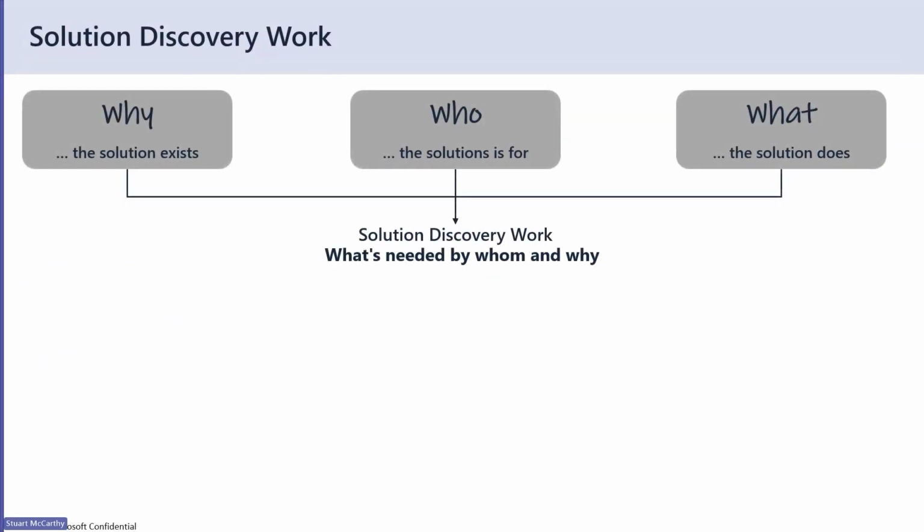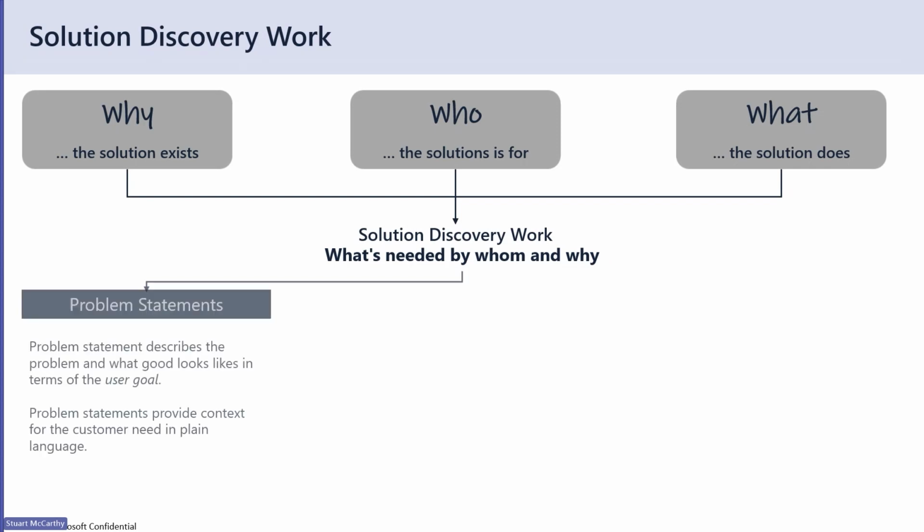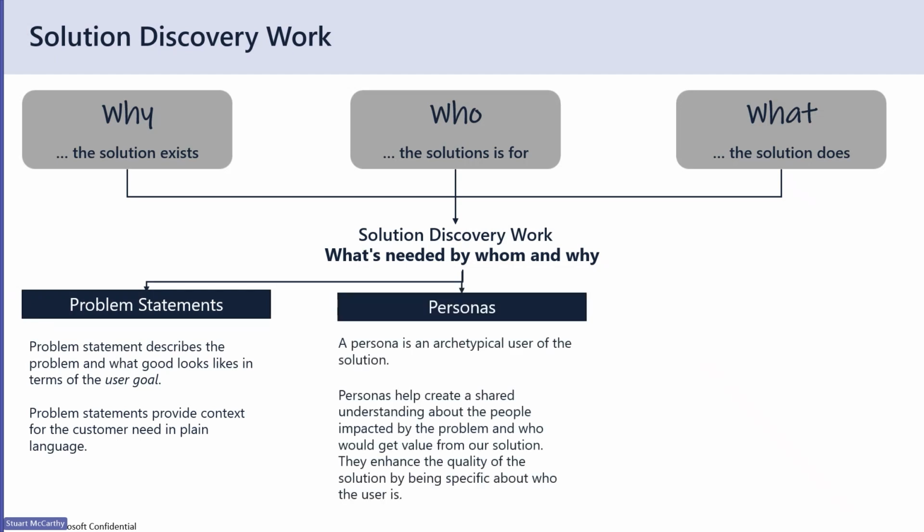So once we've identified some solutions, we think about the why, the who, and the what. So we take a really user-centered design approach, and we think, what is the problem statement? What are we trying to do here? And what value is that going to provide? Who is the solution for? Who is my persona? Who is using this? What do they care about? And what is it that they need to be able to do?